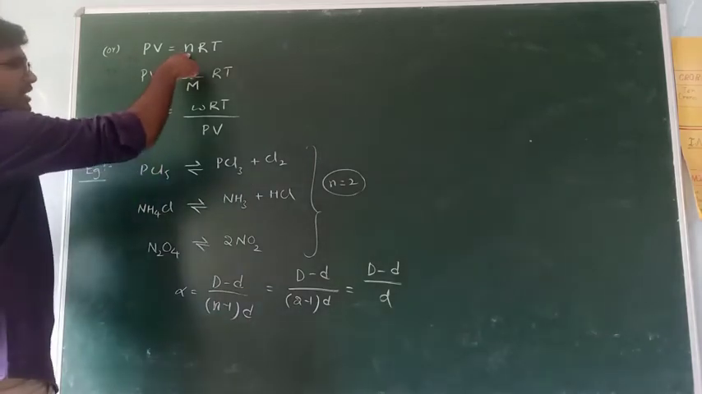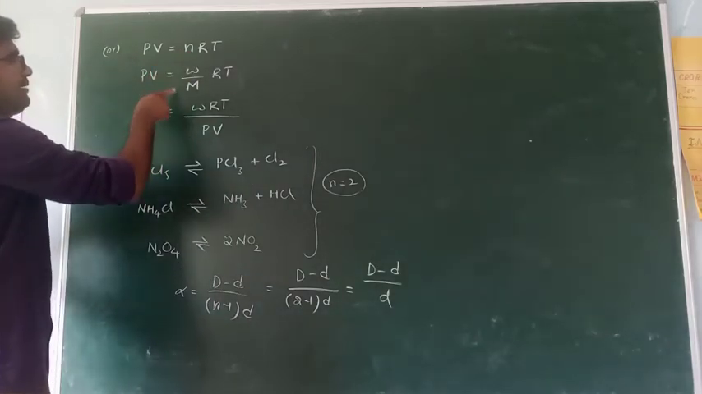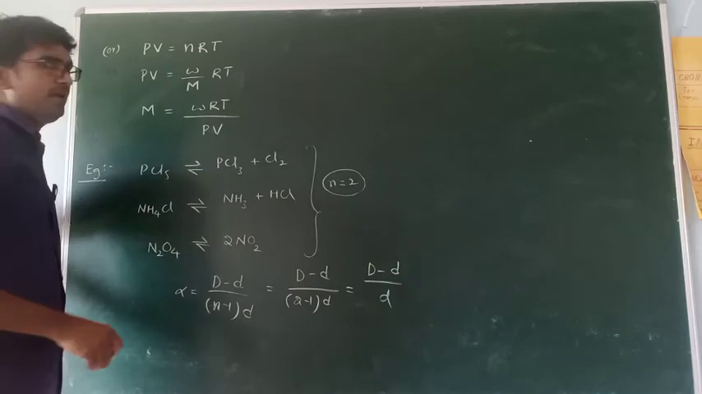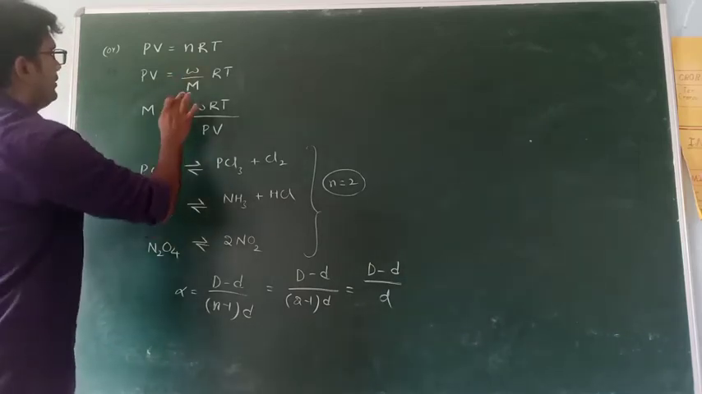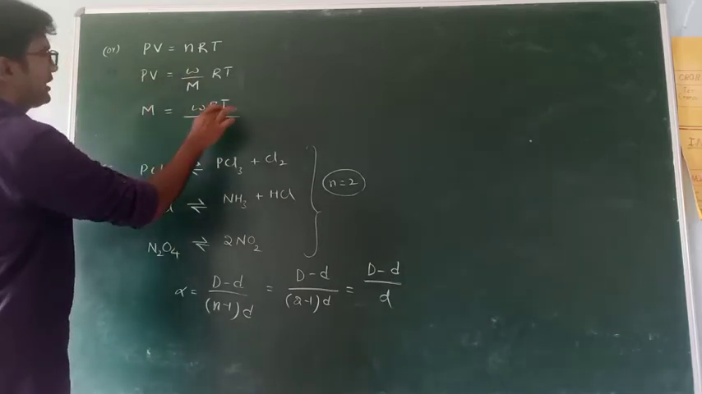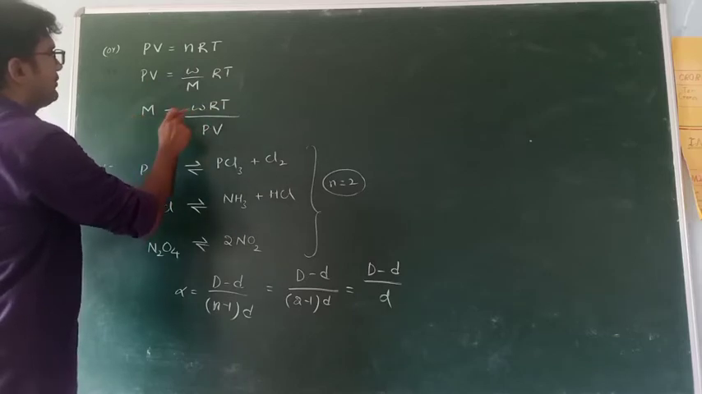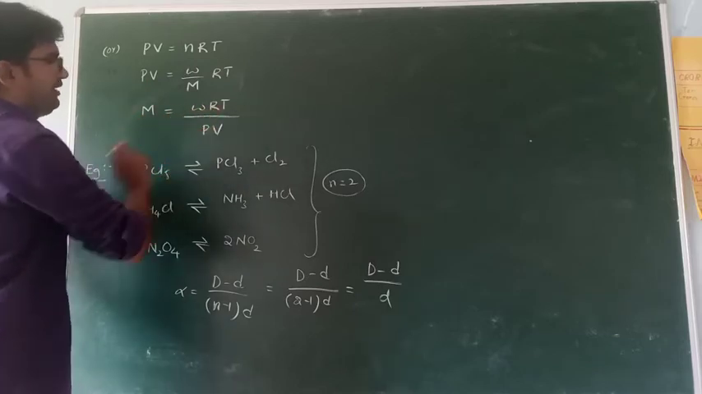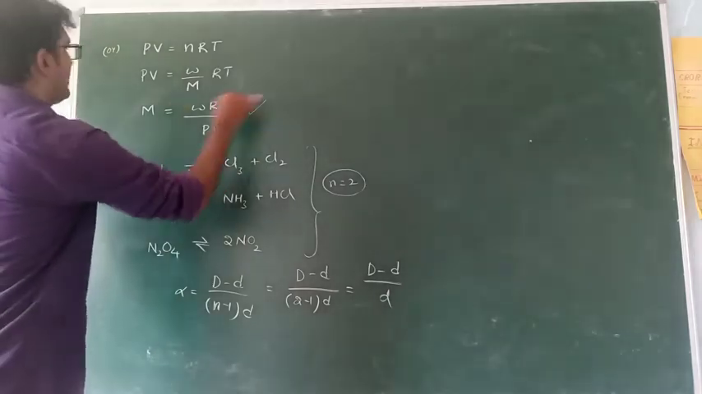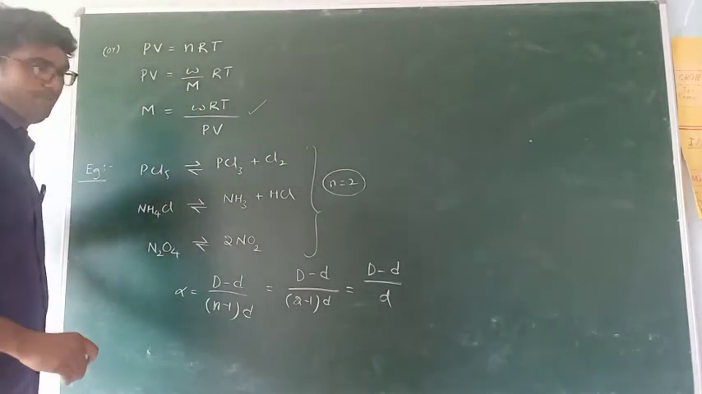Okay, where m is equal to number of moles. Number of moles means weight by molecular weight, so W by m. This m moves to this side, and PV goes down to this side. So capital M is equal to WRT by PV. This is another formula to calculate the molecular weight of the given compound.